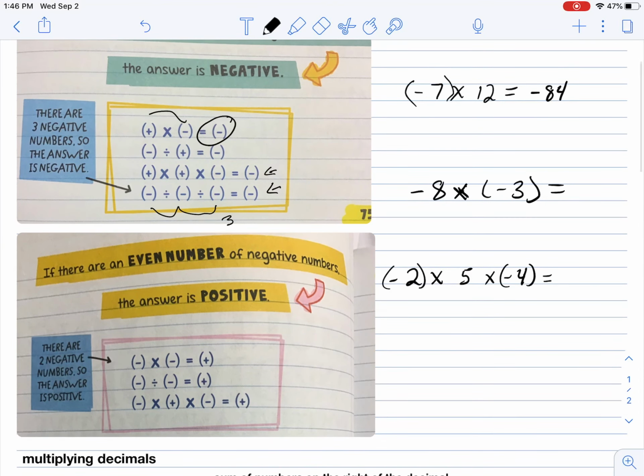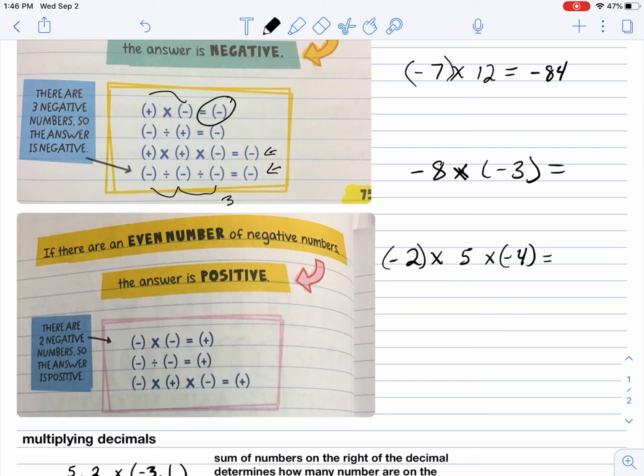Okay, likewise, next one, negative 8 times a negative 3. 8 times 3 is 24. There's two negatives, therefore down here our outcome is positive, so this we just leave as 24.